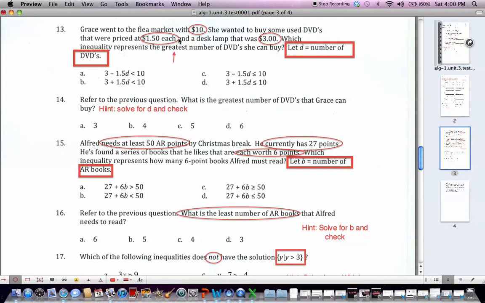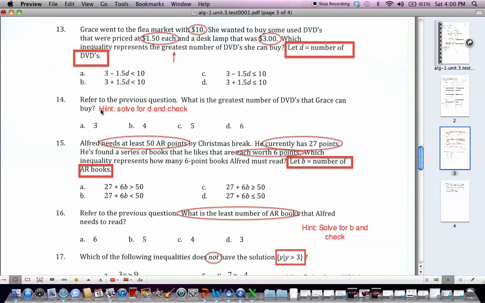And she wants to go buy some DVDs that are $1.50 each, and she wants to buy a desk lamp as well. So which inequality represents the greatest number? And I put an arrow here, the greatest number of DVDs she can buy. Let D equal the number of DVDs, okay? So we're going to look at our choices, and we're going to look at which inequality represents this. So she can only spend up to $10, okay? And we want to know the greatest number of DVDs she can buy. So you write an inequality using that, okay?